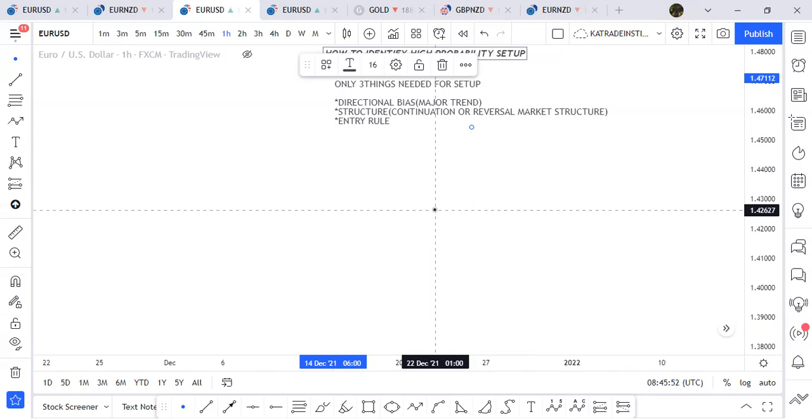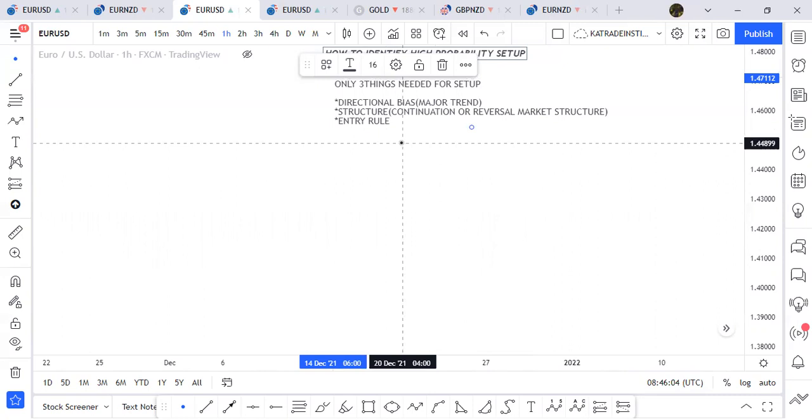So if you are looking for a high probability setup, you must always be looking at your entries and doing top down analysis. The directional bias comes from where? From the higher time frame. We all know the major trend comes from the higher time frame, and then the minor trend comes from the lower time frames. And we also know that a trend starts developing from the lower time frames. That's where the entry rule comes from.